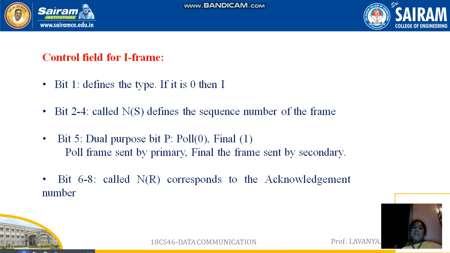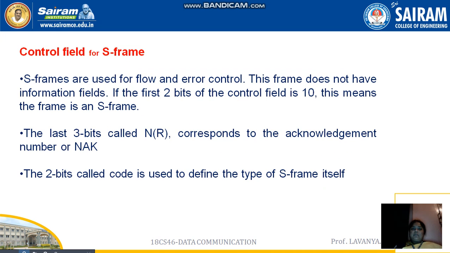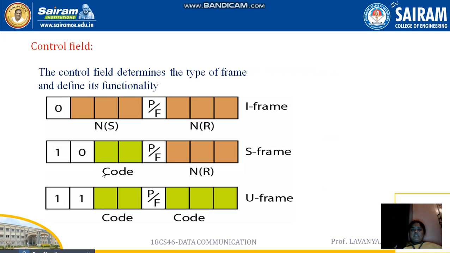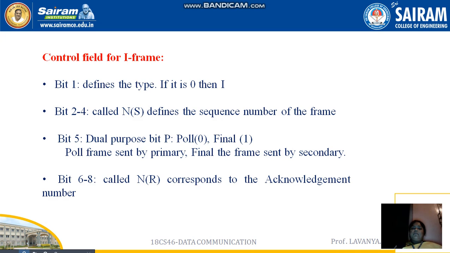Bit 5 is the dual purpose bit, P/F, meaning poll/final. This is the dual purpose bit: poll when 0. The poll frame is sent by the primary, and the final frame is sent by the secondary. The poll frame is initially sent by the primary device, and finally it is sent by the secondary device. Here primary and secondary work as sender and receiver.